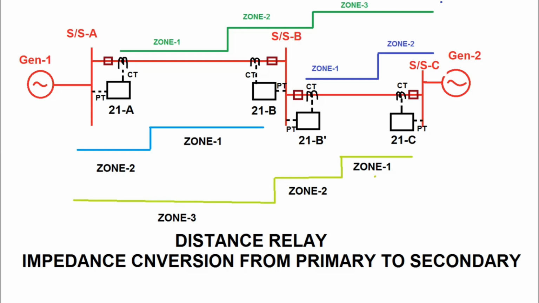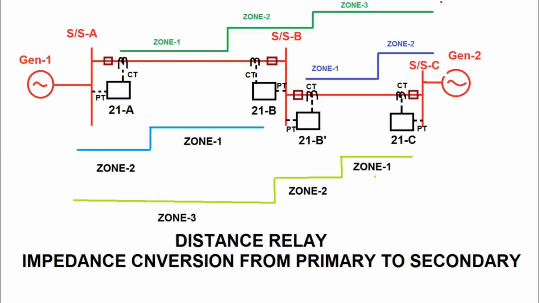Different zone settings are given to the distance relay. For example, zone 1 is set as 80% of the protected line length, zone 2 is set as 120% of the protected line length, and zone 3 covers the protected line length and the next longest line length, that is, 120% of the protected line length plus the next longest line length, in order to avoid underreaching. So this is the general philosophy for protection of the distance relay.